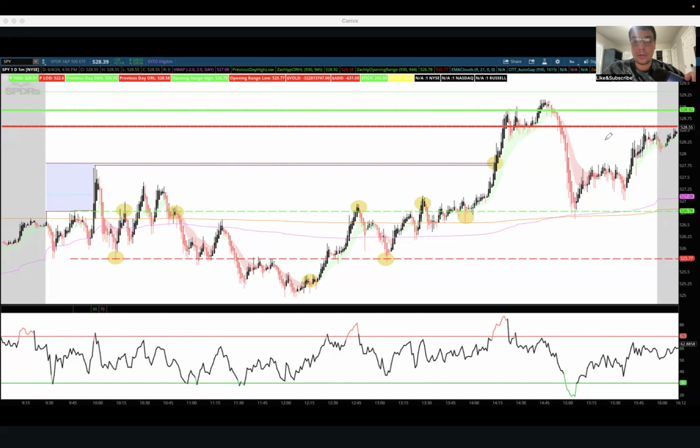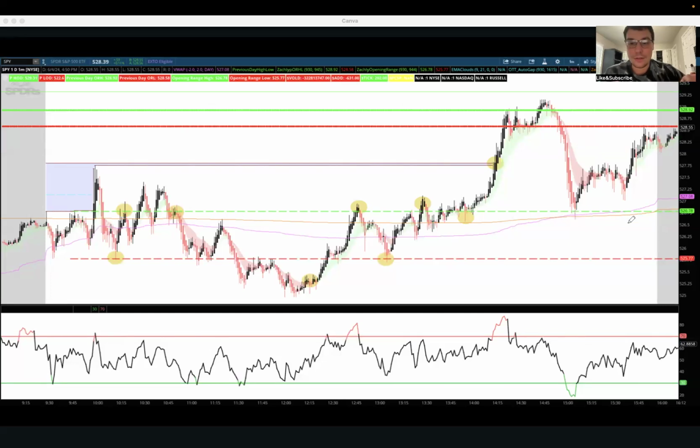Right now, again, what did we do? Look at that. We came up, filled the gap, hit the previous day opening range high indicator, came down, consolidated between the previous day opening range high, opening range low indicators, and ultimately we had a huge drop. Look at where we found support. We found support at the opening range high, at the weekly anchored VWAP, and at the intraday anchored VWAP.